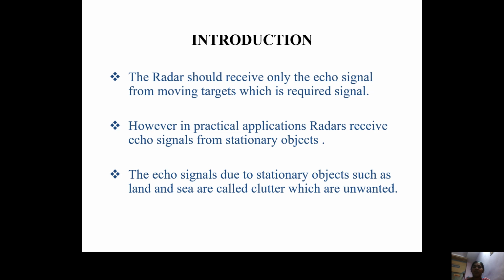These are the echo signals which come from land, sea, hills, trees, etc. We have to minimize the clutter as much as possible, and get only the desired echo signals which are coming from moving targets. So how do we do that? What helps us to do that? Let us see.